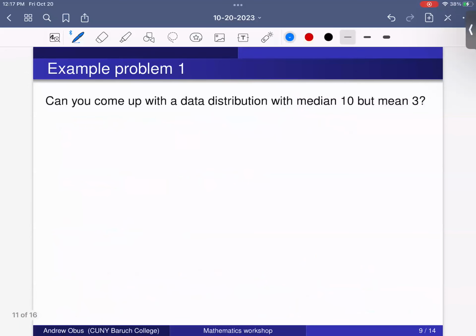Okay, so here's an example problem. This is more of a math problem than a statistics problem. Can we come up with a data distribution that has median 10, but mean equals 3?